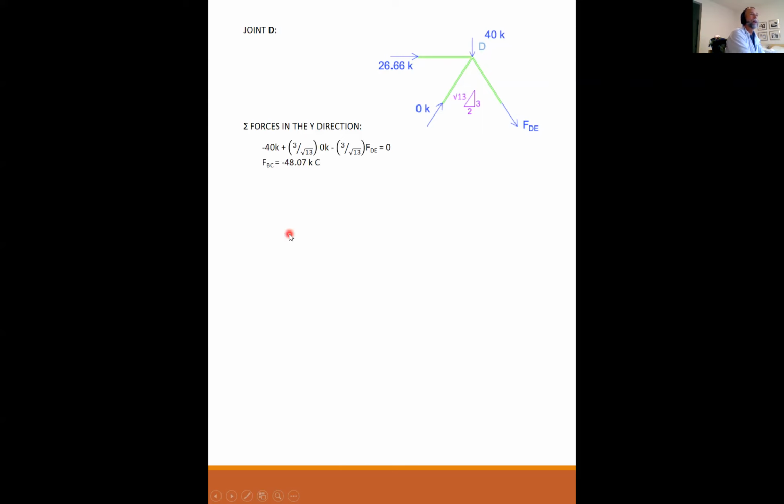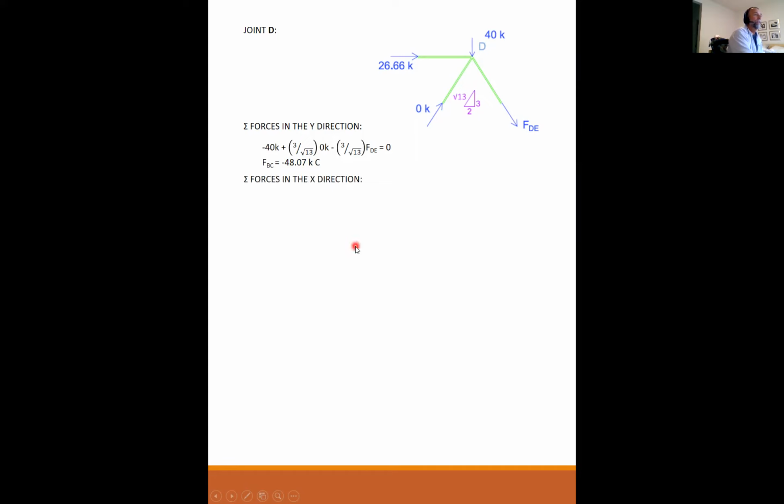So, typo. Pardon me for a second. I'm just going to write these down. FBC becomes FDE. Okay. But the value is correct that FDE is minus 48.07 kips in compression.